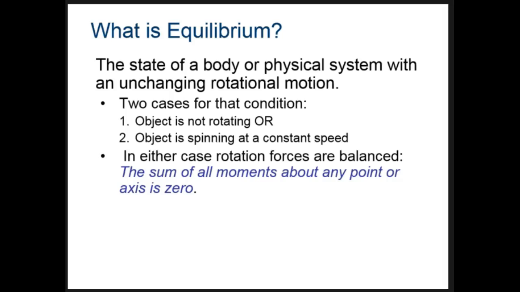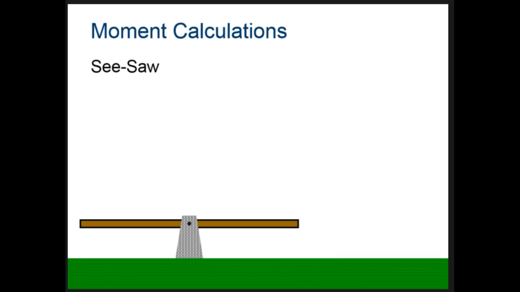Okay, we're going to pick up with moments and we're going to talk about equilibrium. Remember when we talked about equilibrium before? It's when something is either not moving at all or when it's moving at a constant speed. And now we're talking about things that are rotating, either not rotating at all or rotating at a constant speed. And just like we said, the sum of the forces is equal to 0, the sum of the moments will also be equal to 0 if it's in equilibrium and not moving.